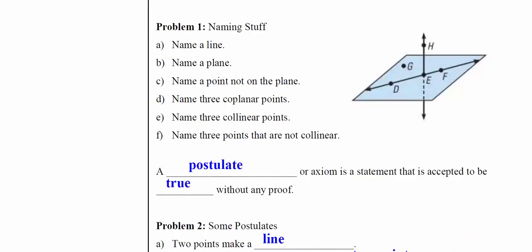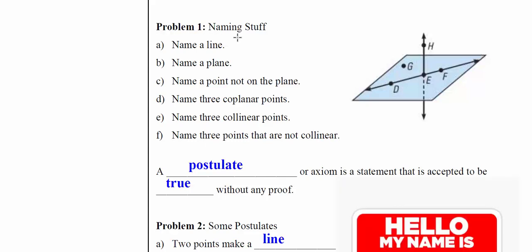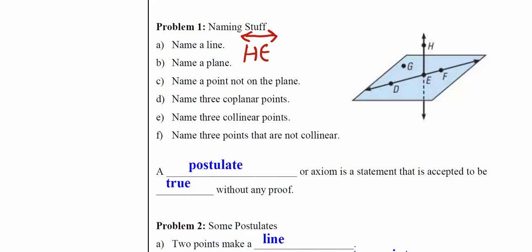Problem 1. Let's name a line. So we have, for example, line HE, or we could have line DF. Let's look at HE first. Notice that there is an arrow going this way forever and this way forever, and it contains 2 points, and that's why we called it line HE. We could have also named it line EH if you wanted to.